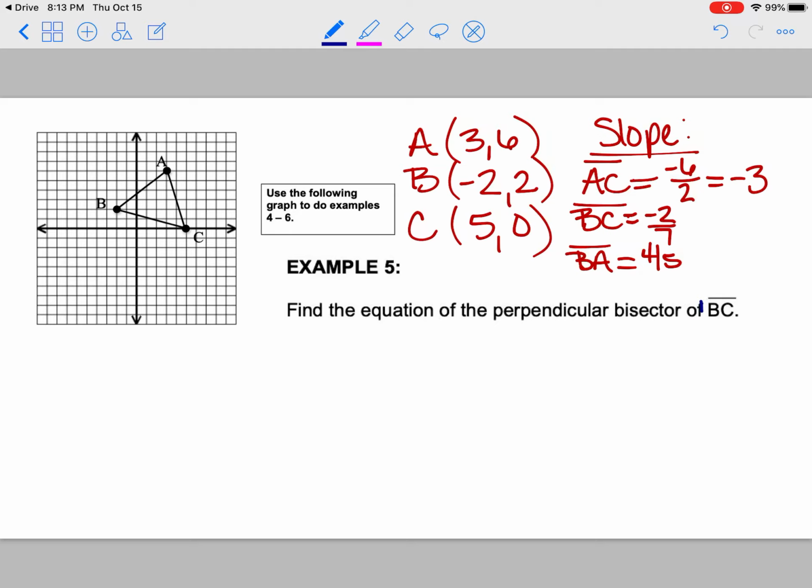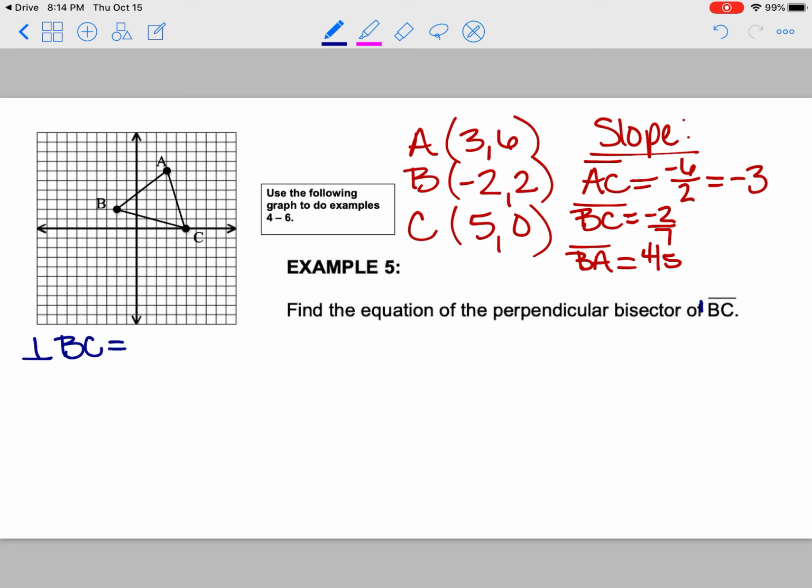Well, let's talk about perpendicular bisector for a minute. Bisector means that it's cut in half. So if we're thinking about something that cuts a line in half, that would be the midpoint. So we're going to have to think about midpoint in this one. Then we also need to think about perpendicular, which means we're talking about the perpendicular slope of BC.